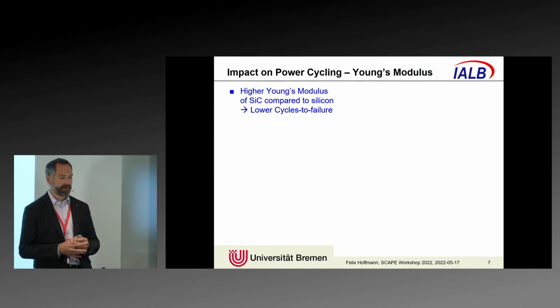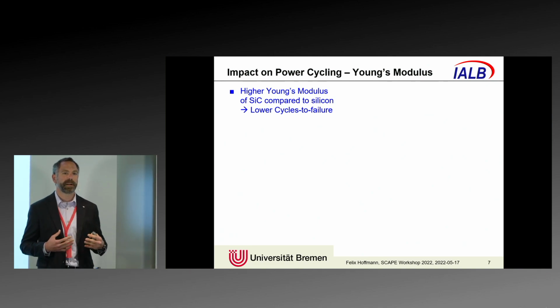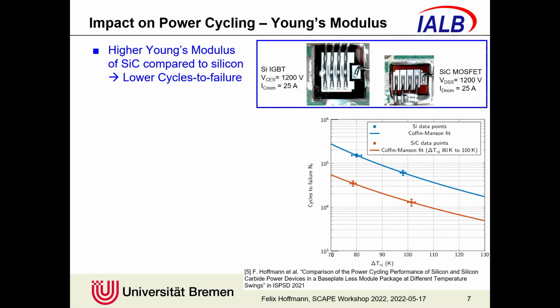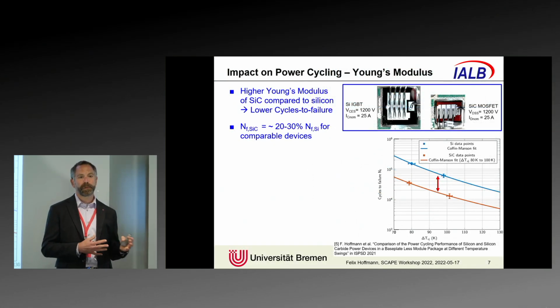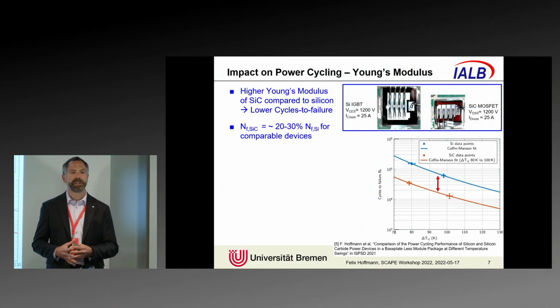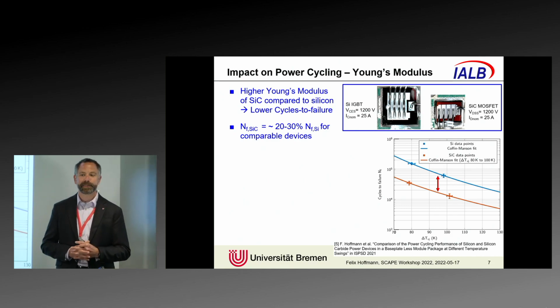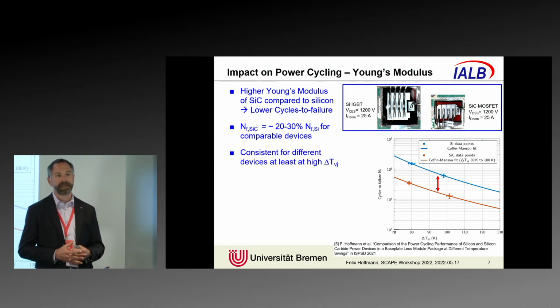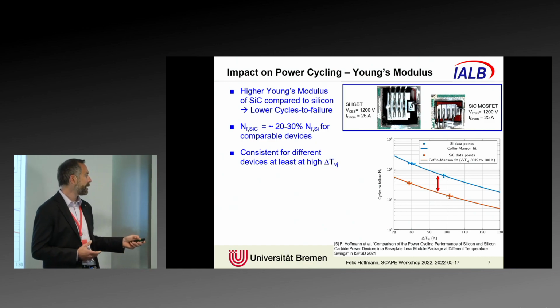As we all know, or I previously mentioned it already, the Young's modulus of silicon carbide is much higher. So it leads to lower cycles to failure. If we compare two device designs, a silicon IGBT and a silicon carbide MOSFET with similar electrical ratings, you see that the silicon IGBT here in blue has a significantly higher number of cycles to failure. The silicon carbide MOSFET can reach only around 20 to 30% of the number of cycles to failure of a comparable silicon device. And this is quite consistent also for different designs and different work groups, at least for high temperature swings.